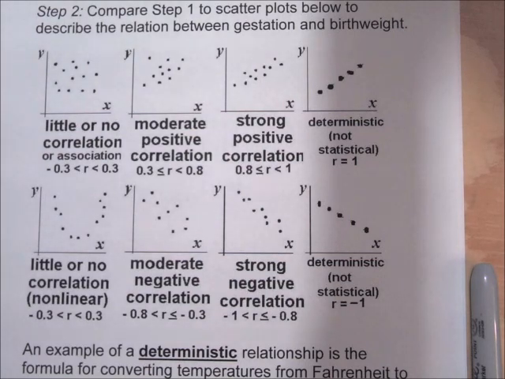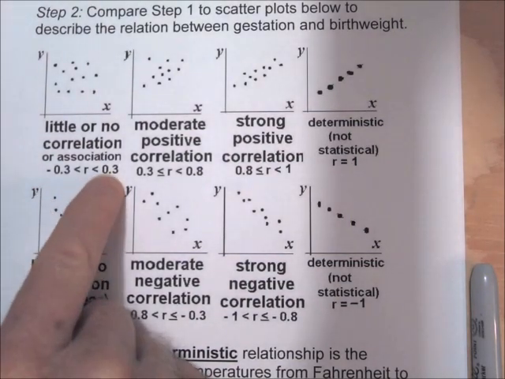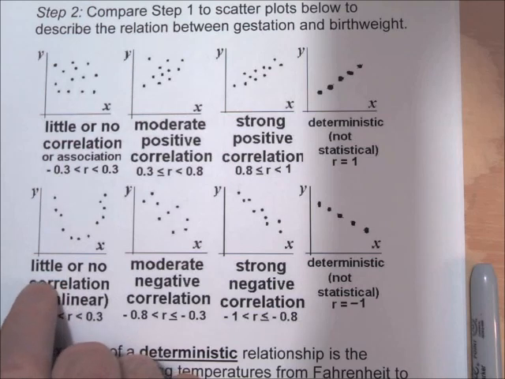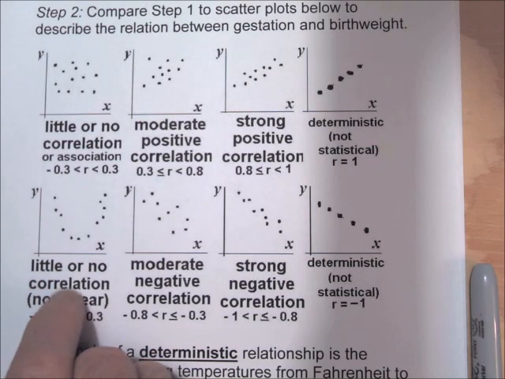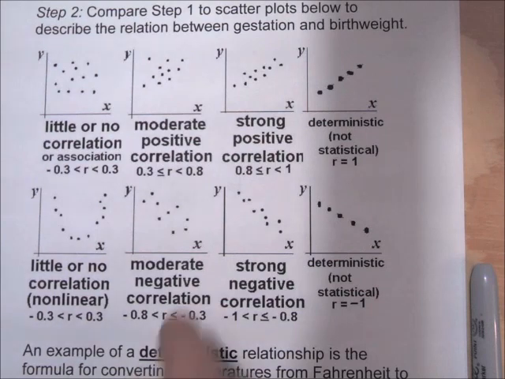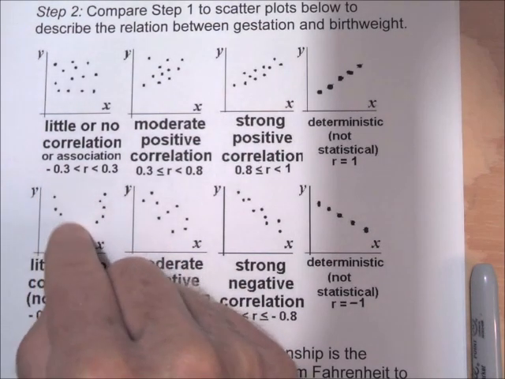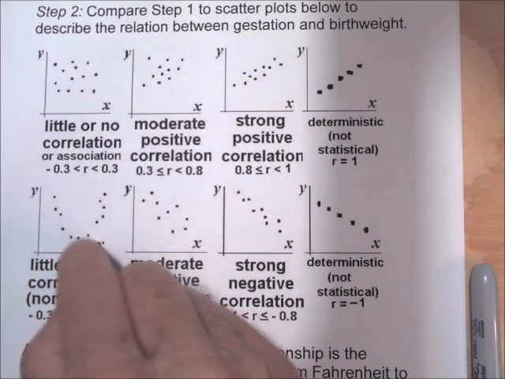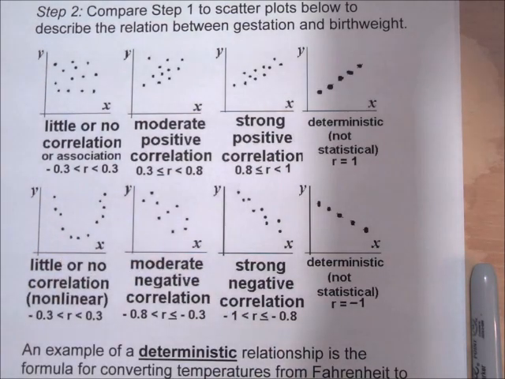In this bottom row here, we have a pattern, but it's not a straight line type of pattern. r is probably going to be close to 0 here, little or no correlation. On the left side we have a negative slope. On the right side we have a positive slope. So they kind of balance each other out. So there's little or no correlation there. In a different course, you might be able to fit a curve to that set of dots. But here we're mostly working with straight lines.